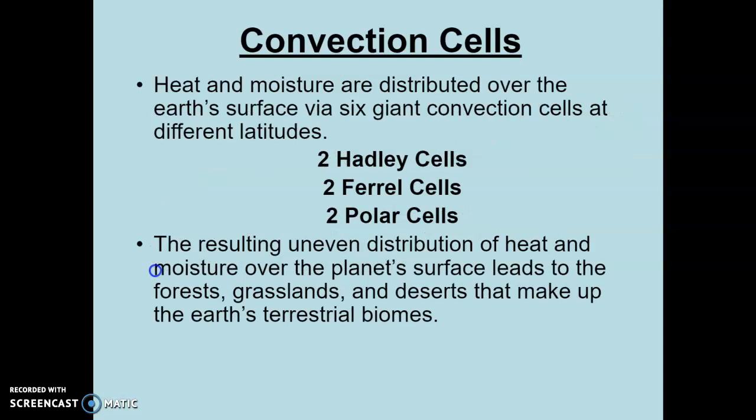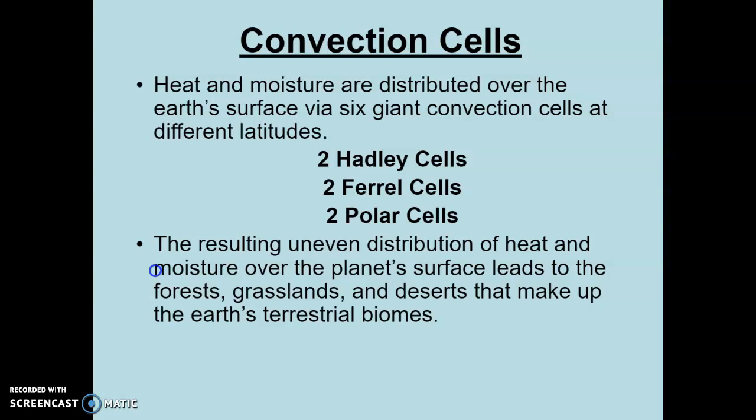Okay, so there are convection cells that are distributed around our planet. And if you think about a globe, on the next slide, I'll walk you through them. There are three names: the Hadley, the Ferrel, and the Polar. I bet you can guess where the polar cells are. What this does is it really creates major patterns of climate and biomes all around the globe.